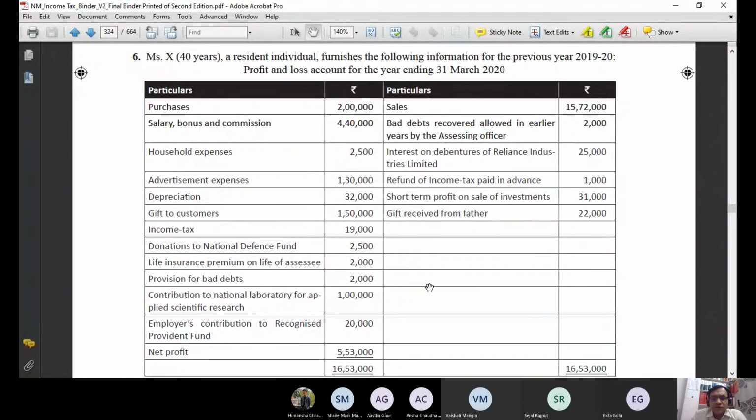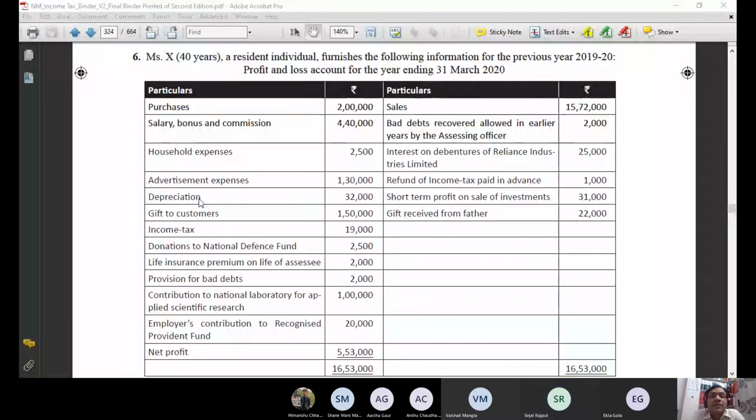Refund of income tax paid in advance, 1,000 rupees. What is the treatment logically? Refund of income tax paid in advance. Can you think of this treatment? Sir, it should not be treated as an income. Why? Sir, because the refund of the income tax received is not an income under the Income Tax Act.